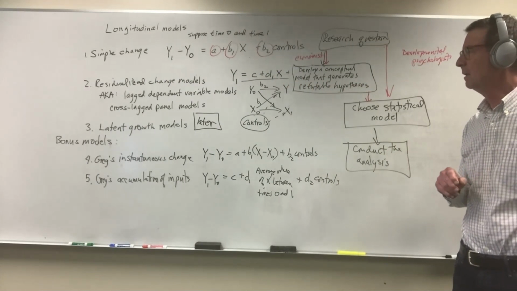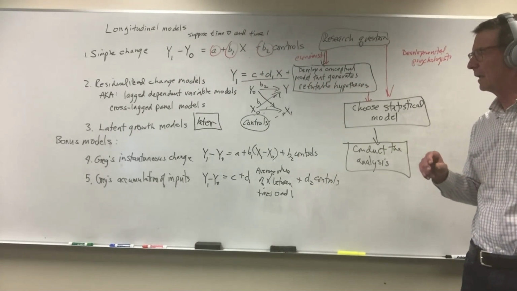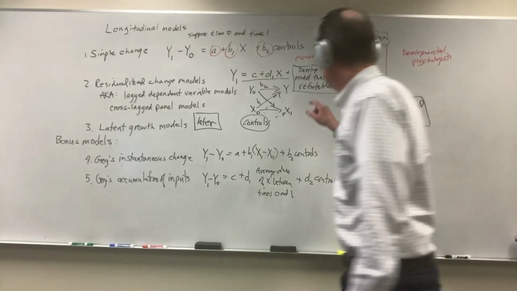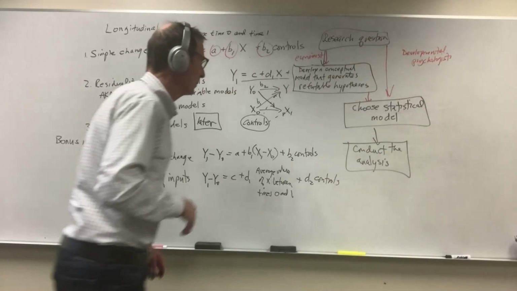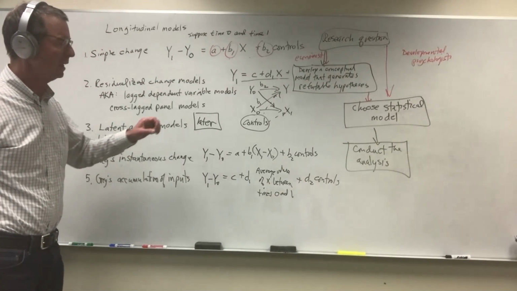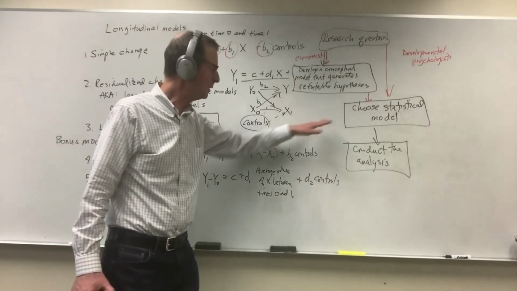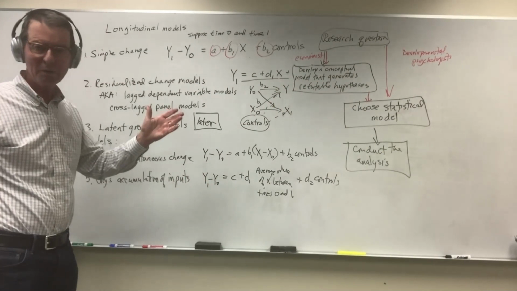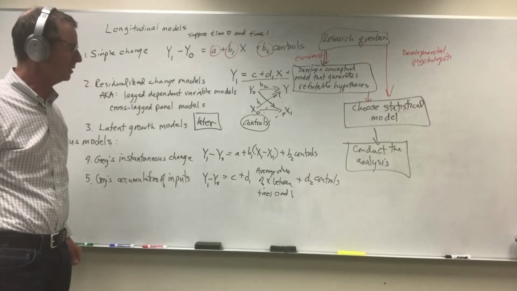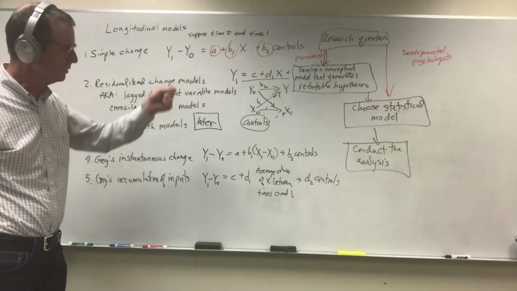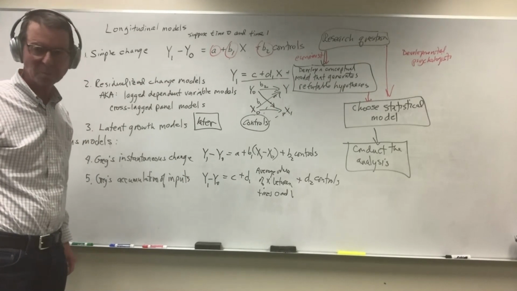Okay. So start with the question. Ideally, start with a fairly well-developed conceptual model that generates refutable hypotheses, and then figure out which of these various statistical models, or what other model, if you think about Currie and Walker, it's yet another model, is going to be what you need to do the testing.